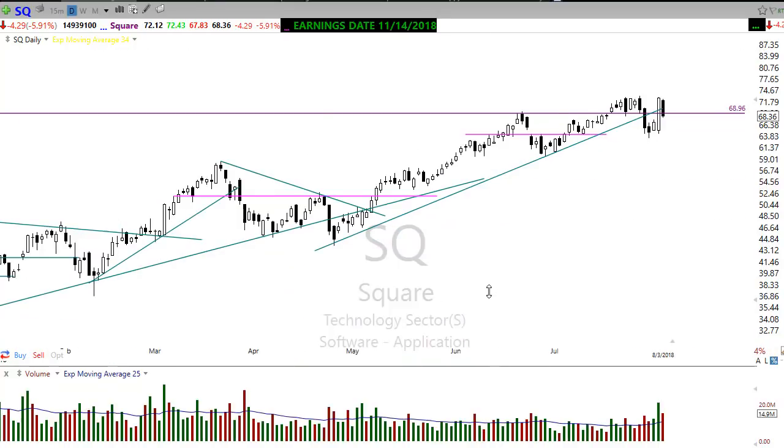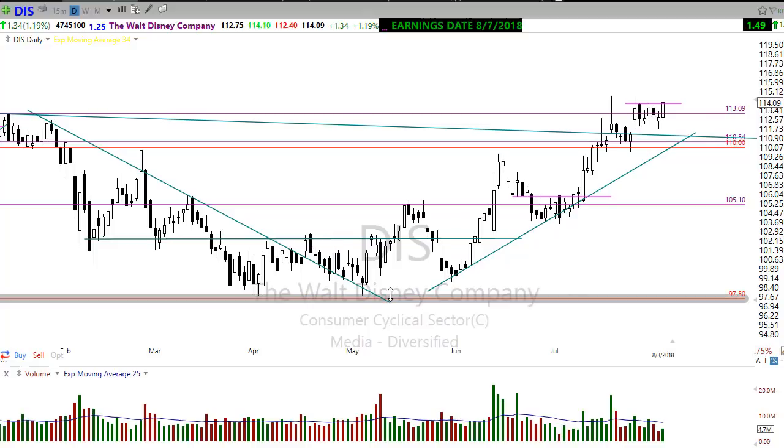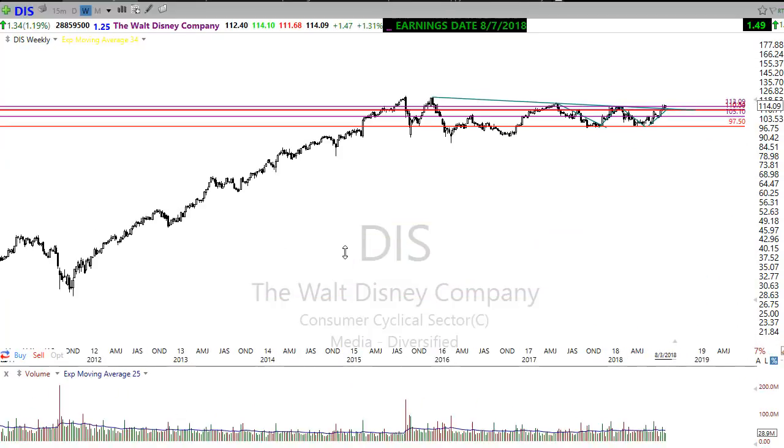Steve's mentioning Disney. You're going to look at Disney and laugh because I have this thing drawn up like crazy. And one of the reasons is because I kind of have a thing for Disney, I guess, because I got into this trend here and held this trade for 4 years.